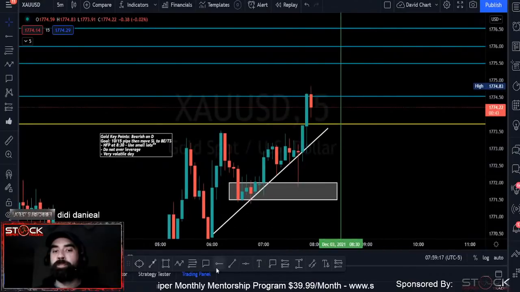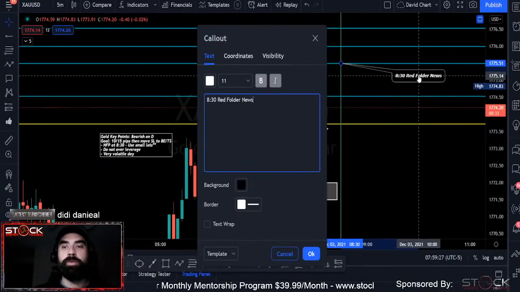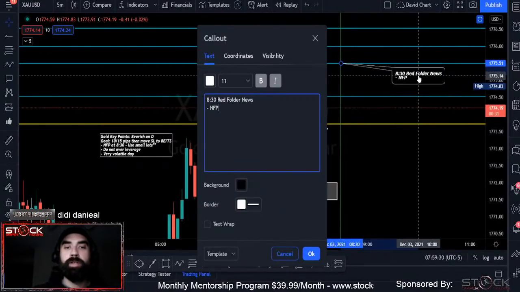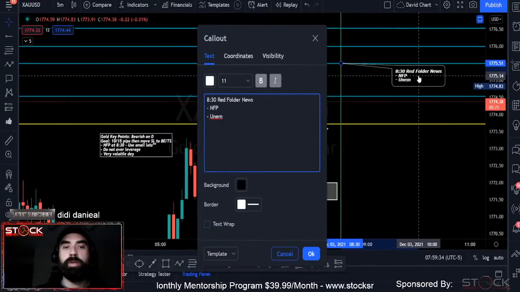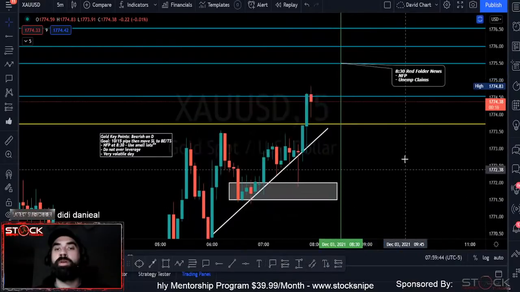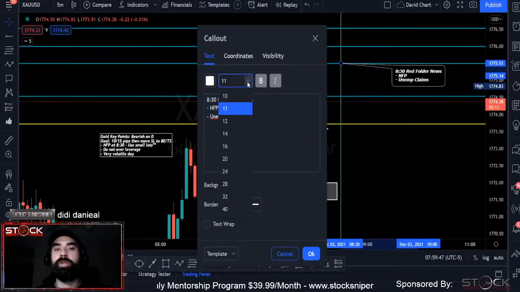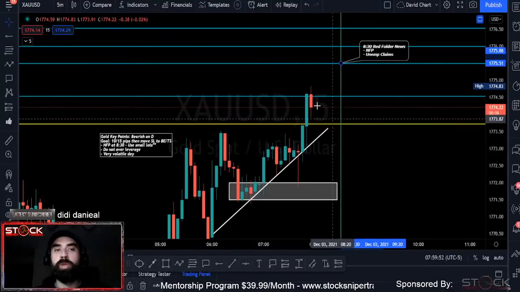This area right here, if you're wondering why I have this, I'll mark this right here. Okay. This is 8:30 red folder news. NFP on employment. All right. Let me just make that down a little bit here. I'll make this 10, so I'll make it a little smaller for you guys. So this right here, the green, guys, is just NFP, unemployment claims, red folder news.